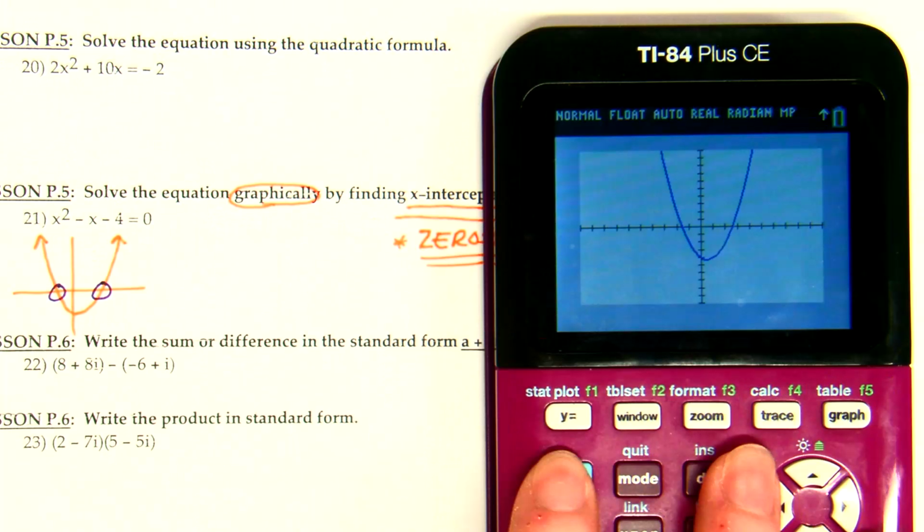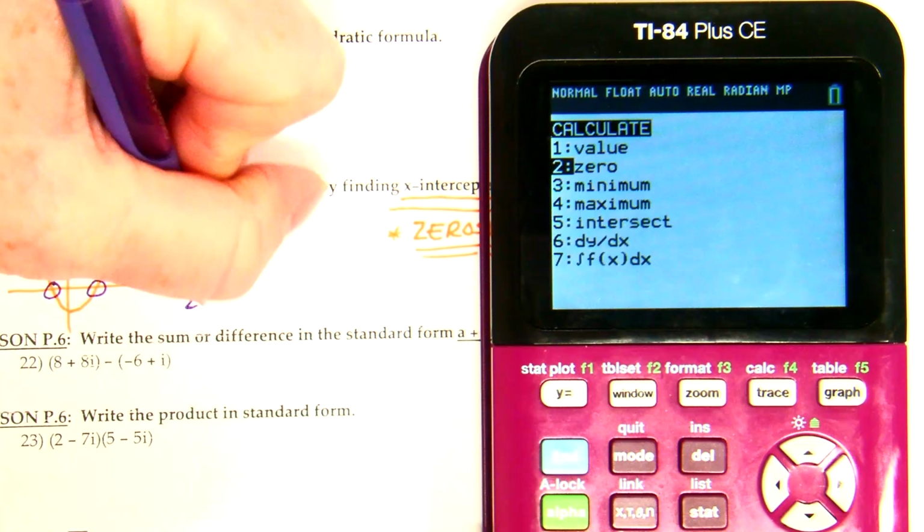Second, and the trace button, which is the calc menu. And then we're going to go down to number 2, which is the 0 option. So second, calc, and then we're going to go to 0. And this is where it asks you the questions. Let your calculator guide you.